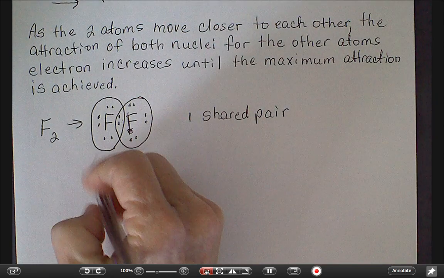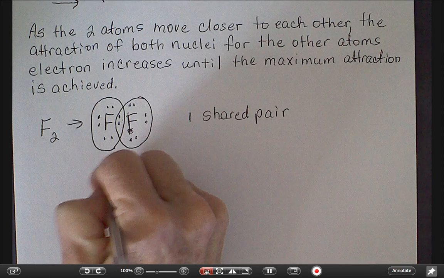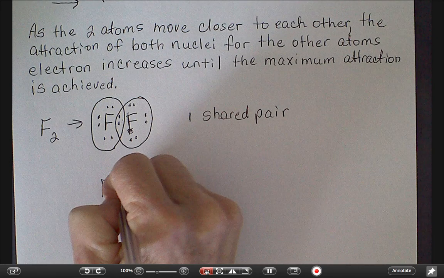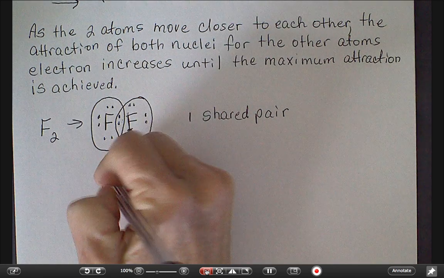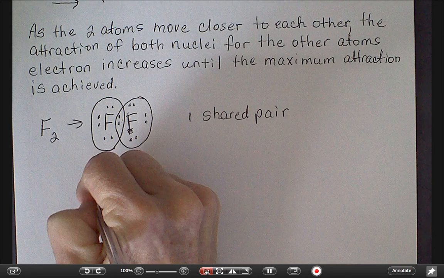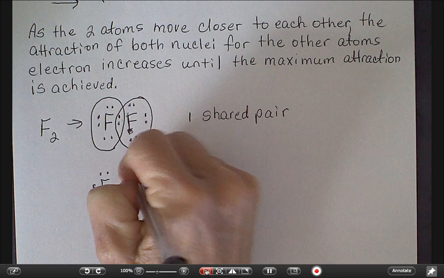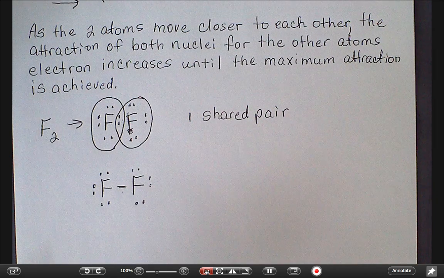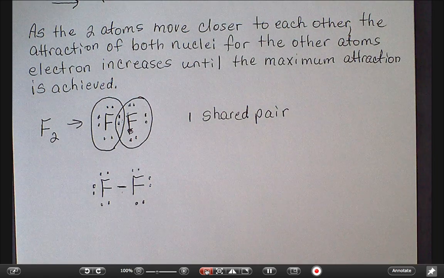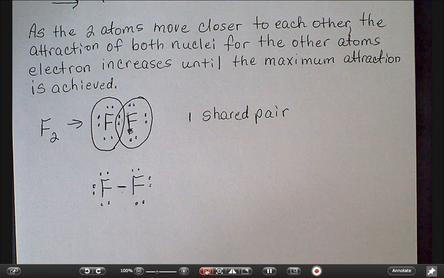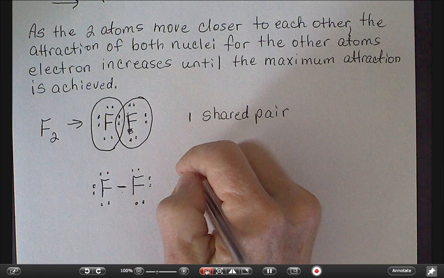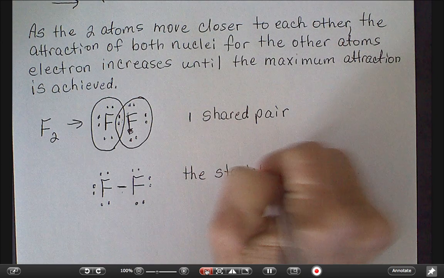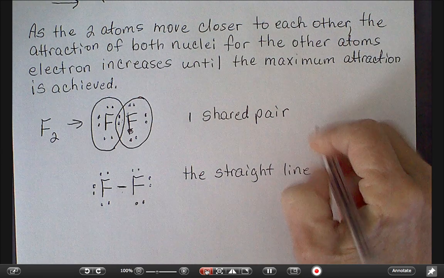Okay? Now I want to show you another way that you can see this. You can see both F's with the shared pair demonstrated as a straight line between them, and then we'll put the dots on the outside. So that's another way that a shared pair is indicated, a straight line. Okay? So what we have over here, the straight line, indicates a shared pair.